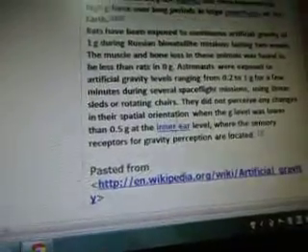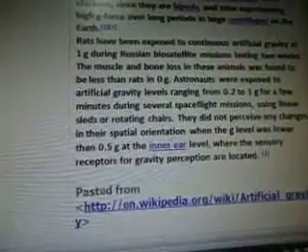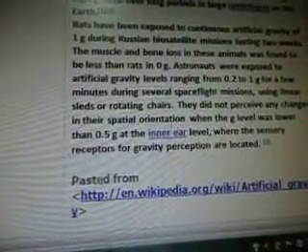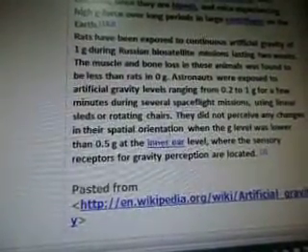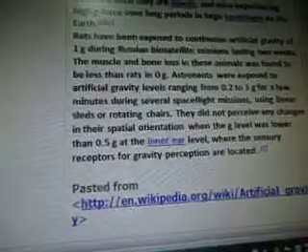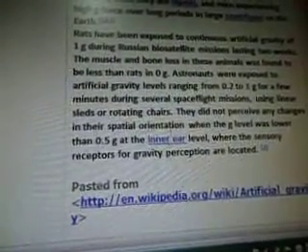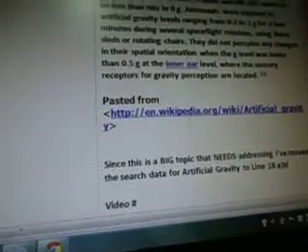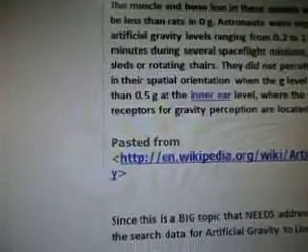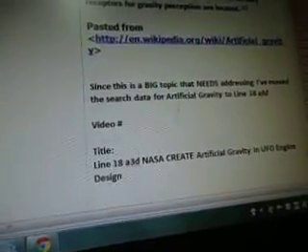Astronauts were exposed to artificial gravity levels ranging from 0.2 to 1 G for a few minutes during several spaceflight missions using linear sleds or rotating chairs. They did not perceive any changes in their spatial orientation when the G level was lower than 0.5 G at the inner ear level, where the sensory receptors for gravity perception are located. I didn't know that. Isn't that cool? We have little receptors in our ears for gravity perception. Did you know that? I didn't know that.